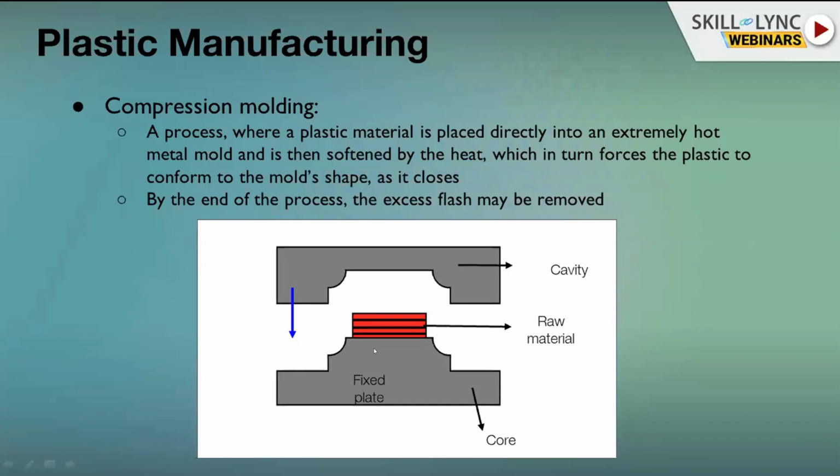On the core, they are going to keep a raw material which will be preheated, and both core and cavity also will be preheated to some temperature. So what they do is they just close the cavity by compression. They just close the mold. So due to this compression, the material will fill the profiled area in between the core and cavity, and the excess material will be coming at this region. The excess material is known as flash, and it is later removed by a secondary operation, flash removal.